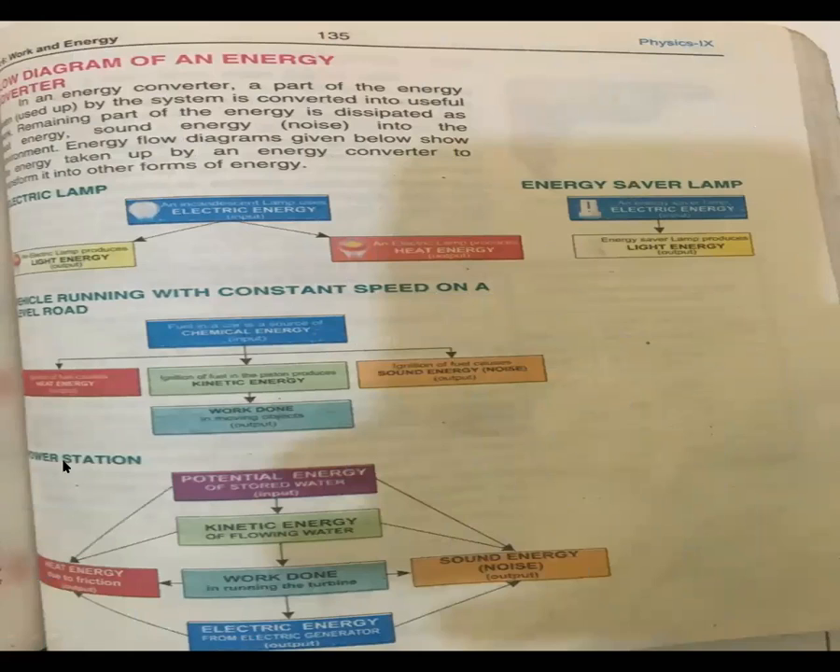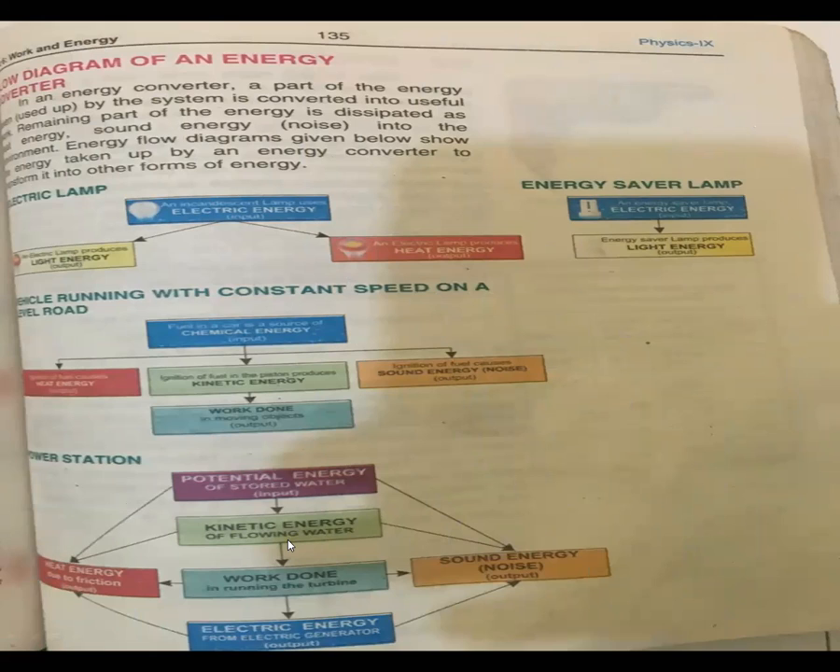The next one is power stations. In power stations, potential energy is stored in the water. Whenever the water is in power plants like Tarbela Dam or Mangla Dam, water is at some height, so water has potential energy stored in it. When it is moving, this potential energy is converting into kinetic energy. This is also generating sound and heat energy as well.